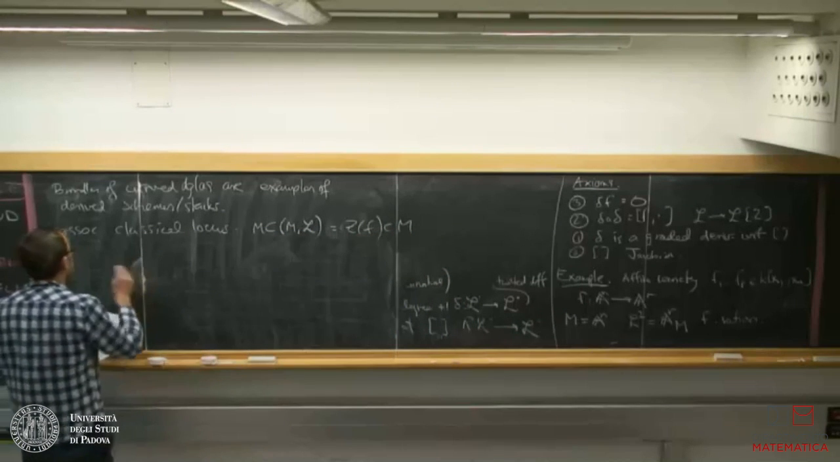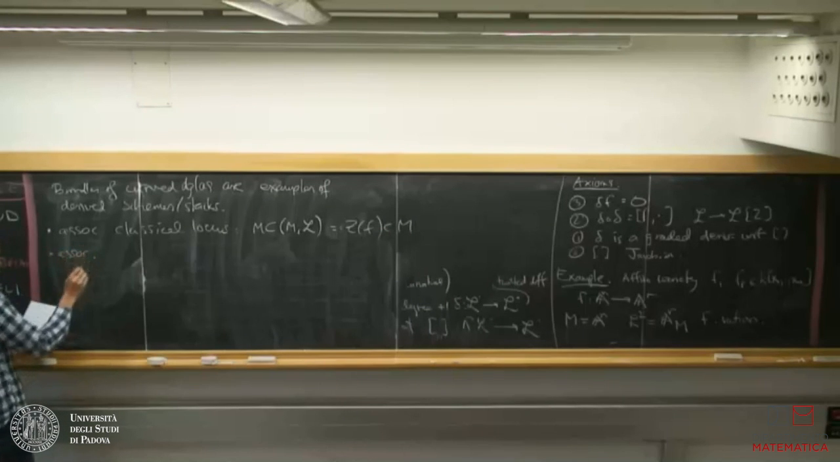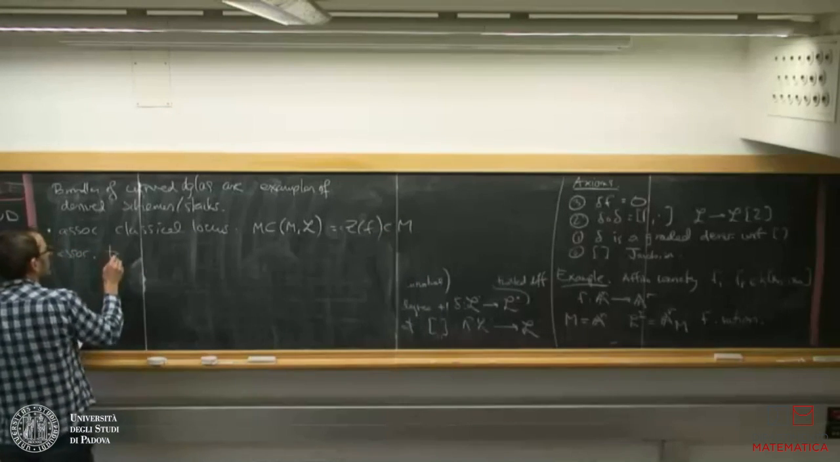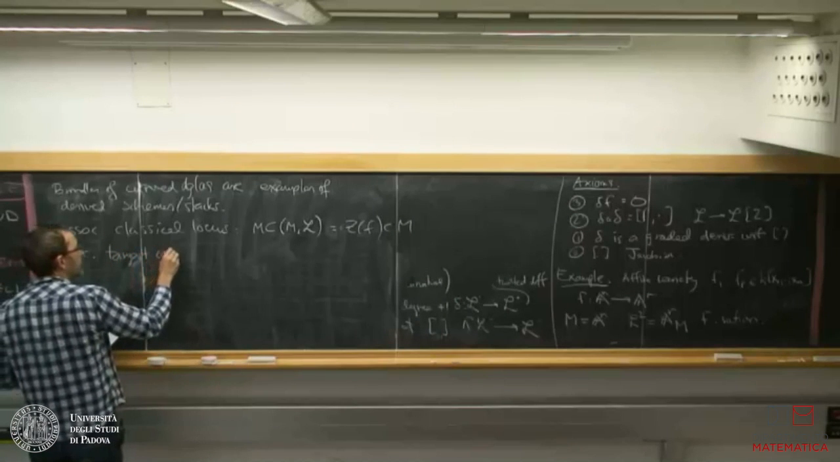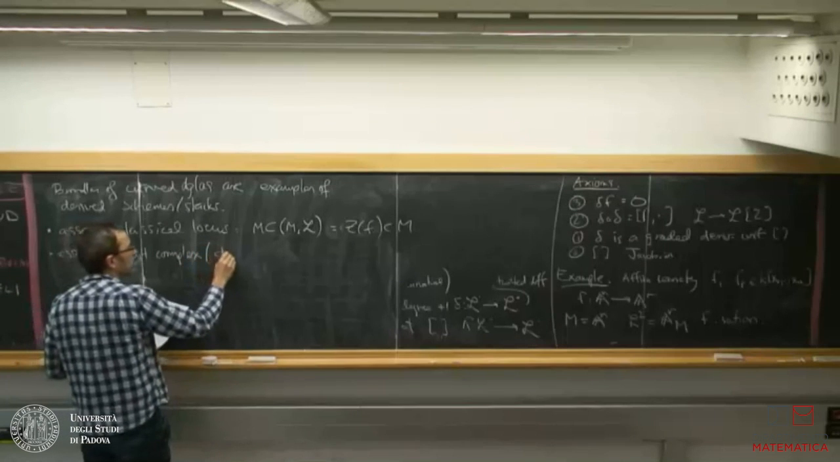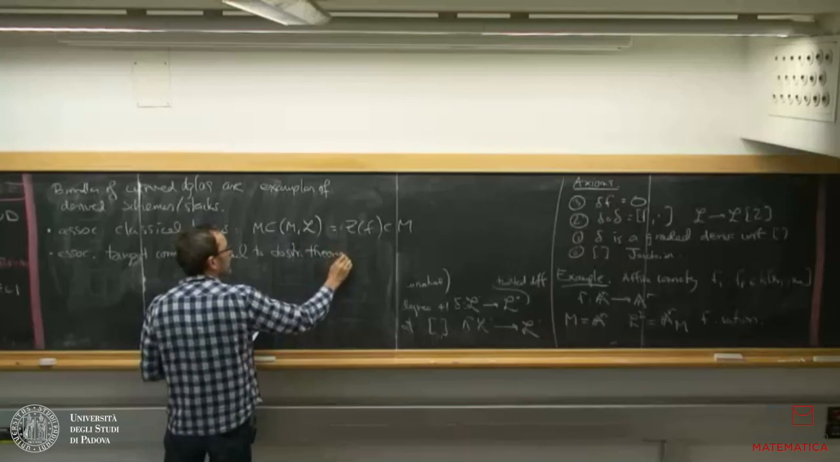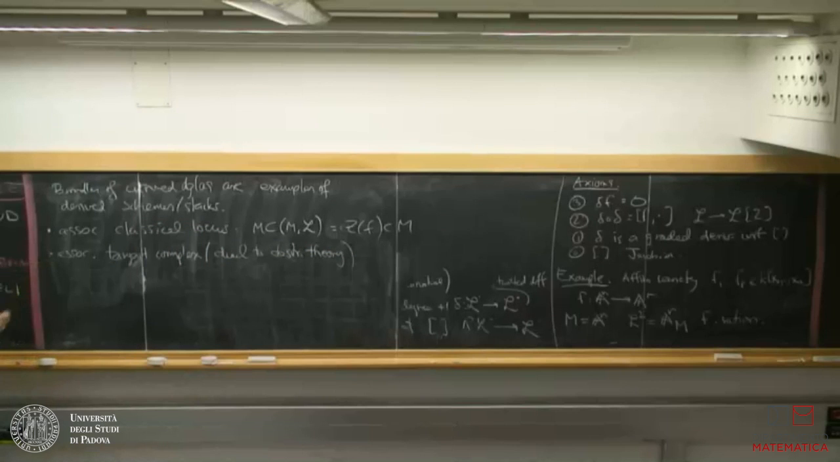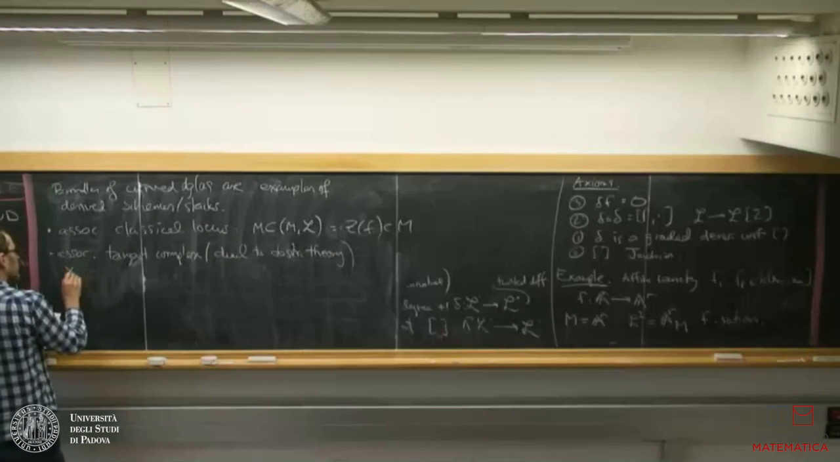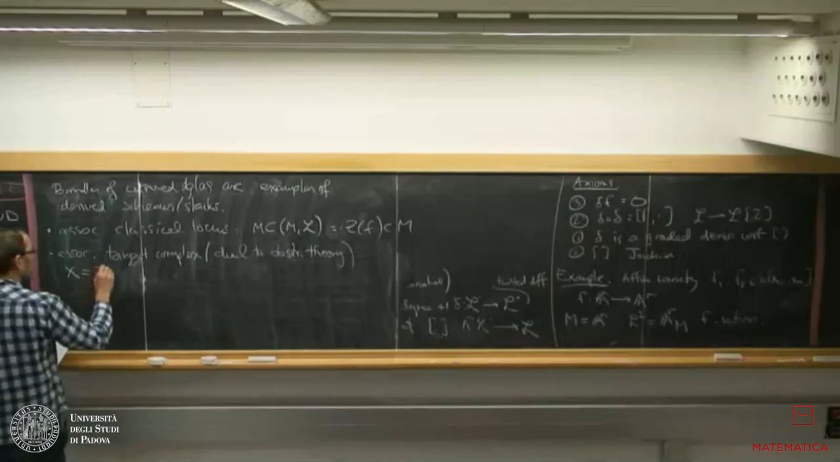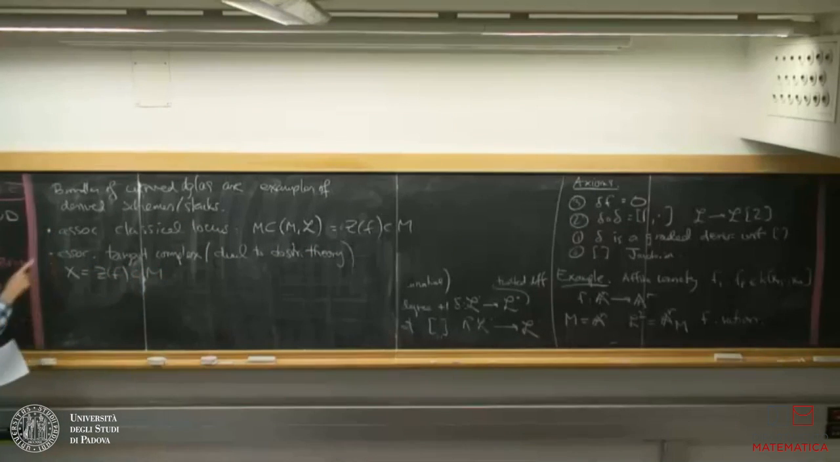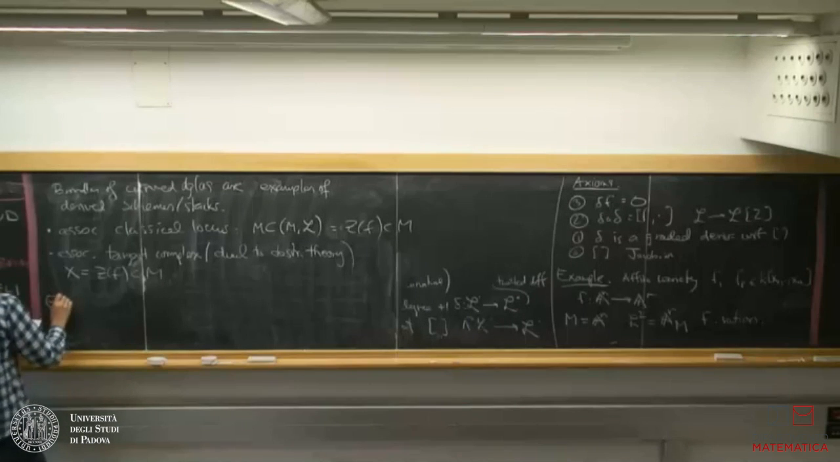There's also an associated tangent complex, which is dual to an obstruction theory. So rather than indicate the obstruction theory, I'm going to indicate the tangent complex. Let me denote the classical locus by X, it's just fixed notation. So let me maybe call this thing theta.